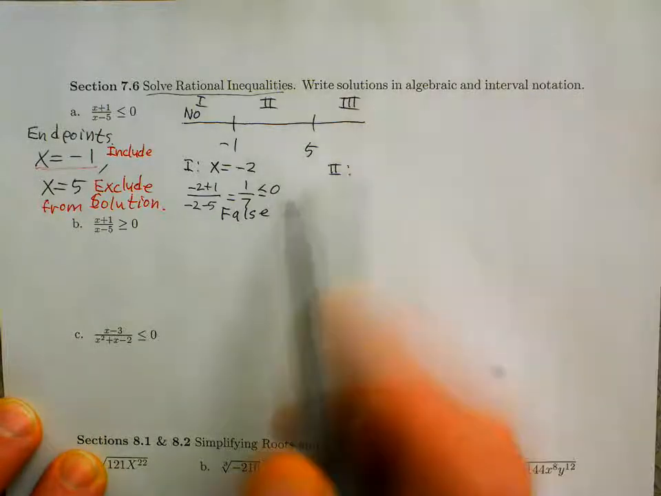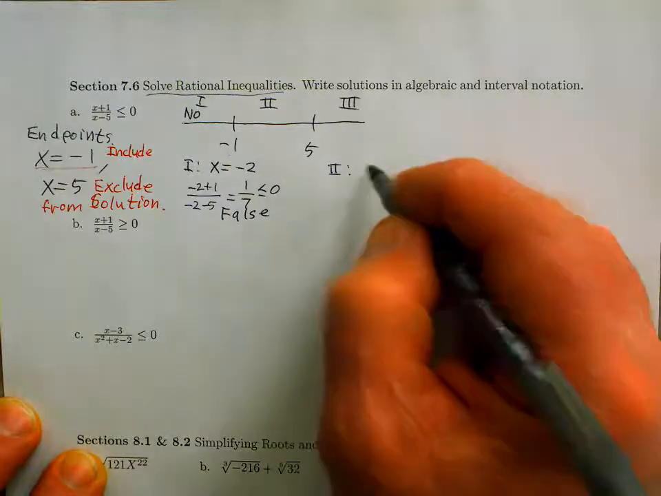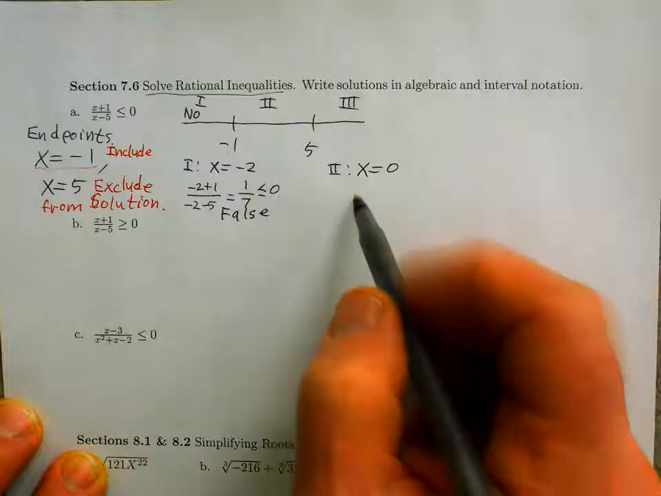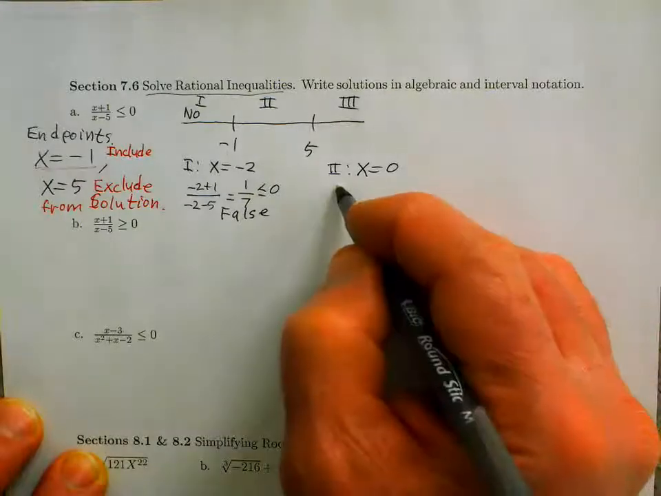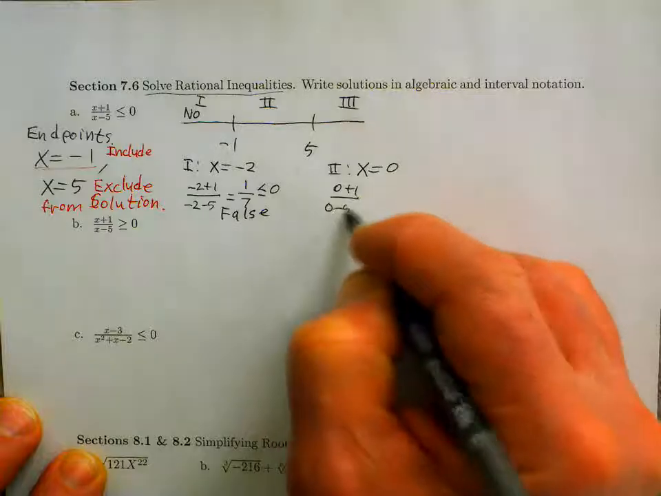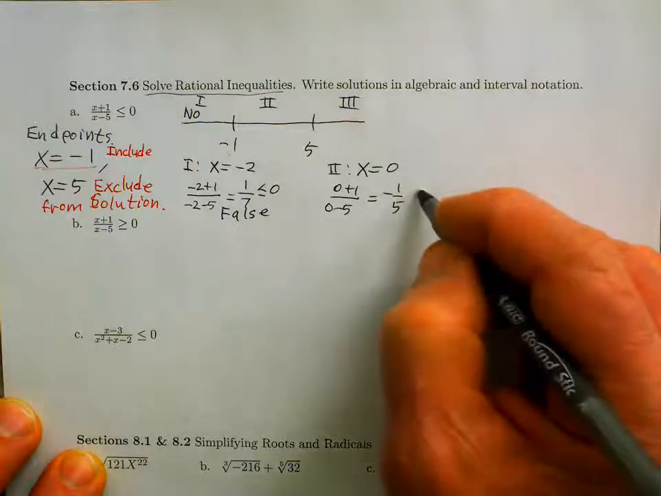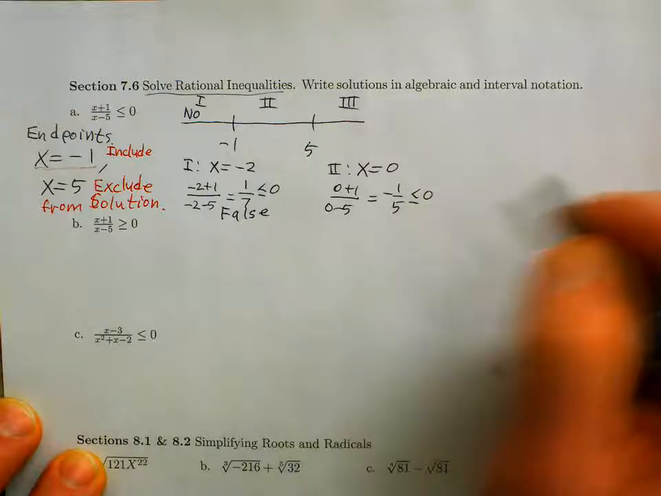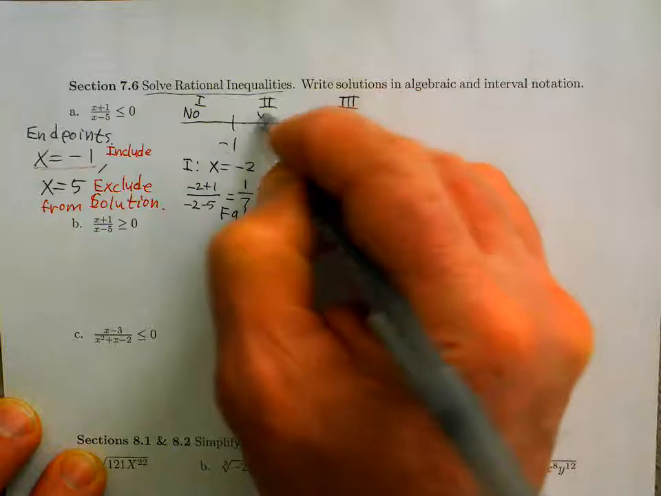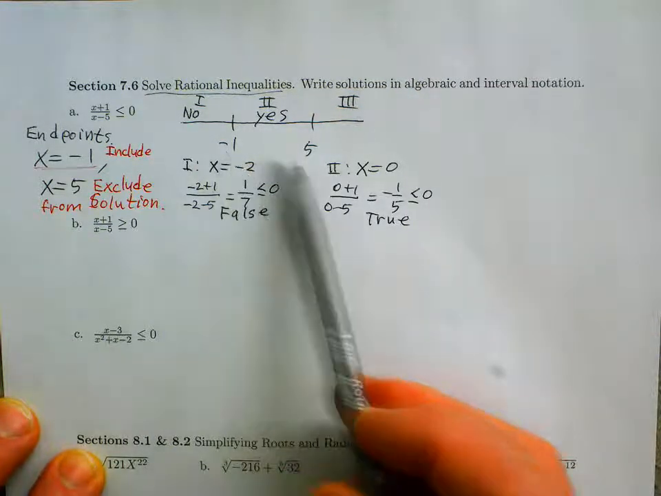In the second interval, pick a number between -1 and 5. We can pick 0 to be the test point. And then in the inequality, we have 0 plus 1 over 0 minus 5, or -1/5. And -1/5 less than or equal to 0 is true. So all of the numbers between -1 and 5 are solutions.